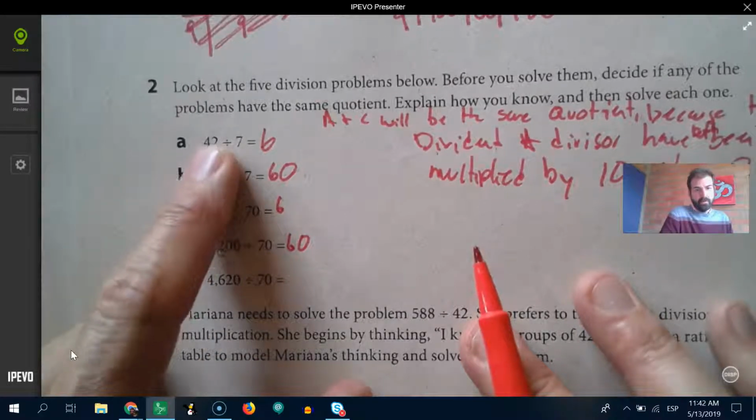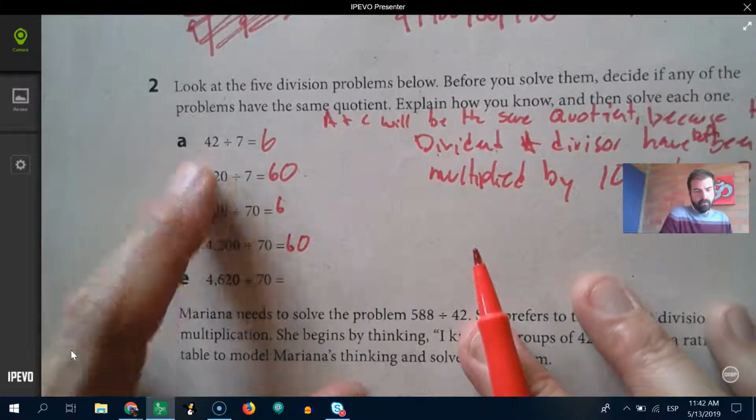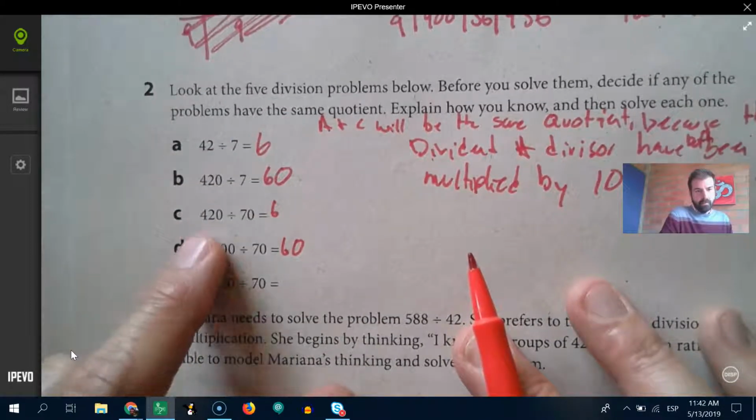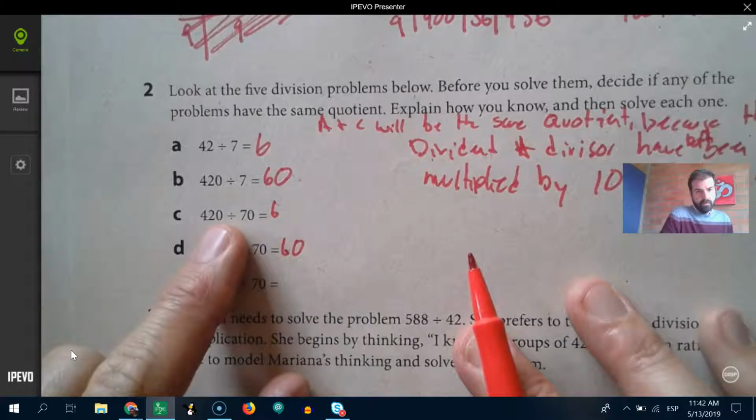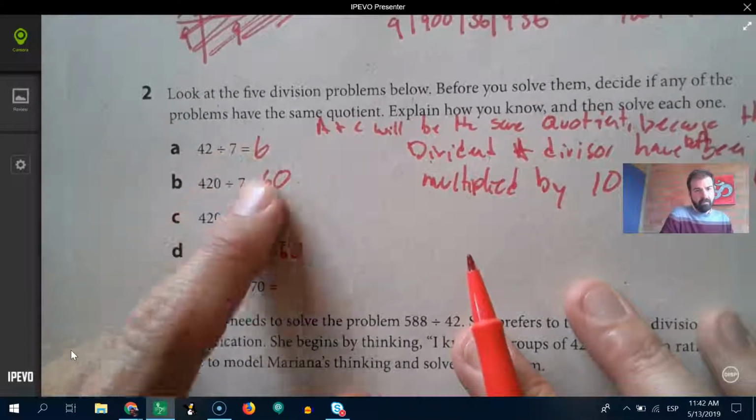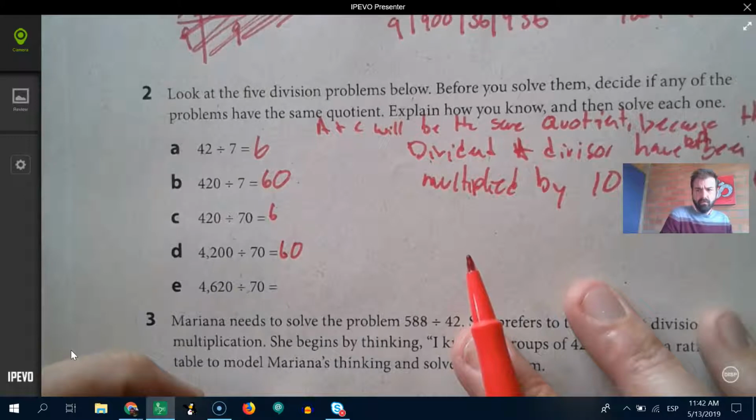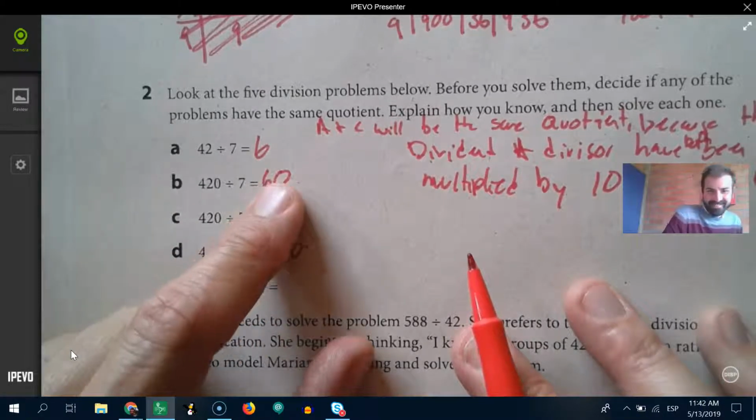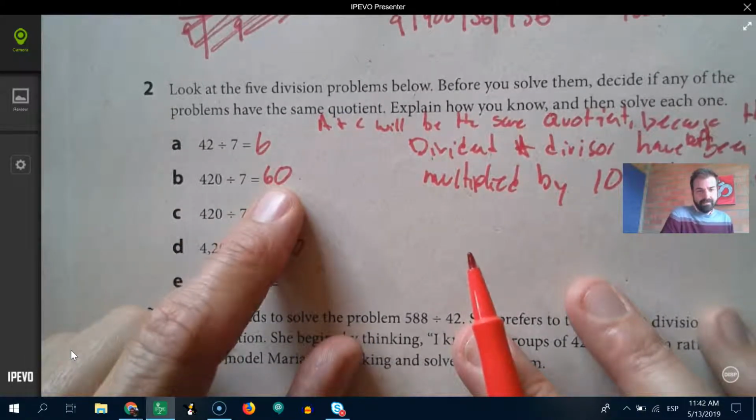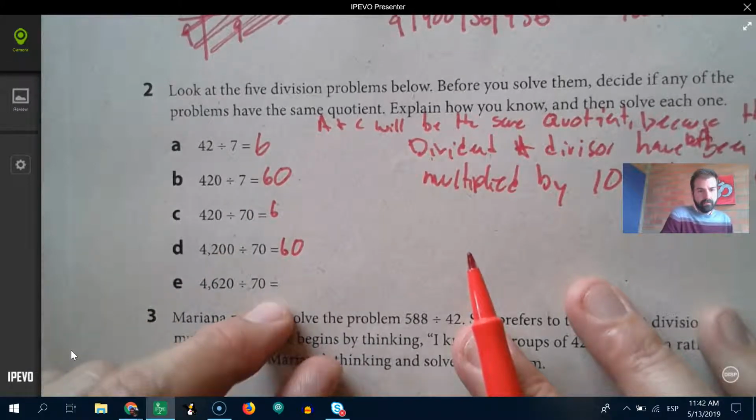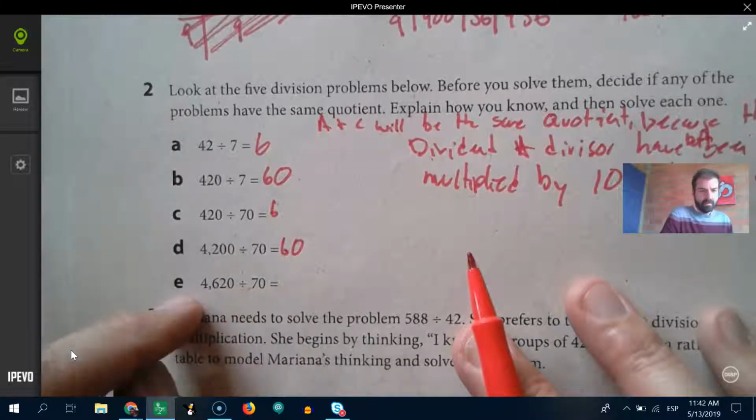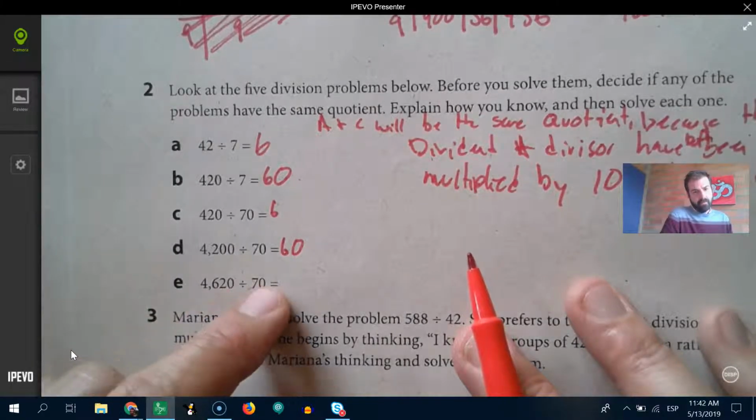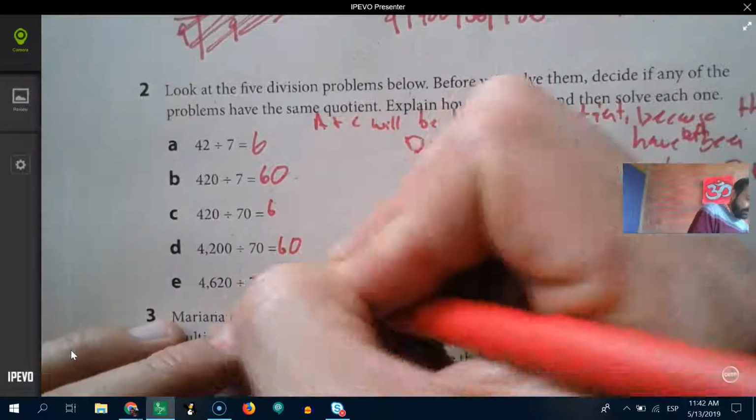So 420 plus 42 is 462. Right? So 462 divided by 7 would be 12? No. Sorry, it would be 66. Not 6 plus this. It would be 66. Yeah, it would be the same. So 462 divided by 7 is the same thing as 4,620 divided by 70. So that's going to give me 66.